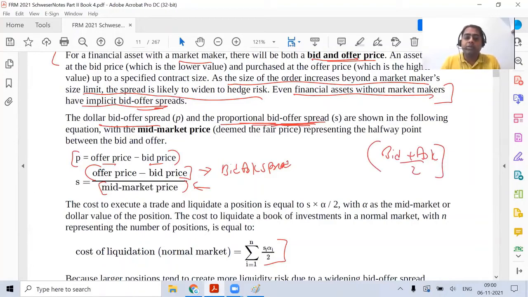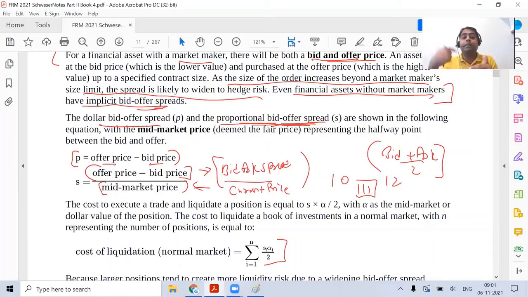Now why are we using this? Because it represents the current price of the asset. So if your bid price is 10 and your ask price is 12, your mid price of 11 will represent the current price of that asset. Okay, and that is what we are taking in the denominator, the current price. The reason we are taking this is because we want to understand what the bid ask spread is in proportion to the current price. Hence it is called the proportional bid ask spread or bid offer spread.